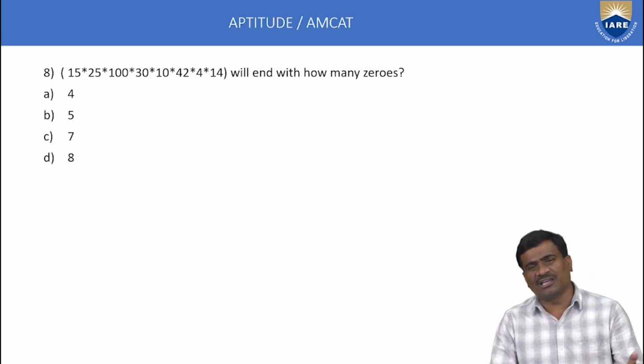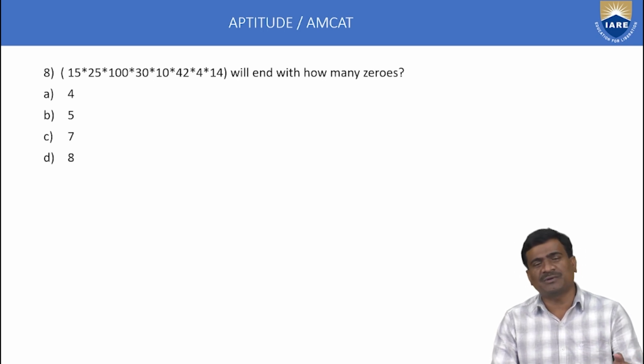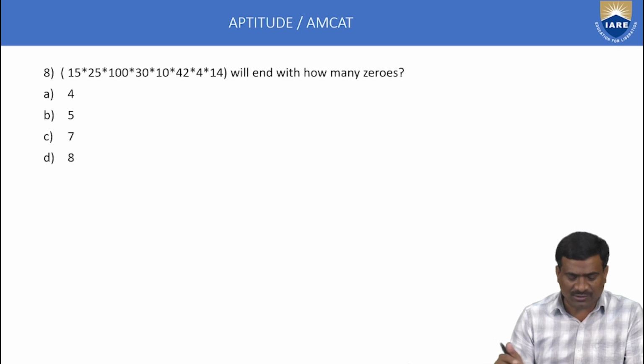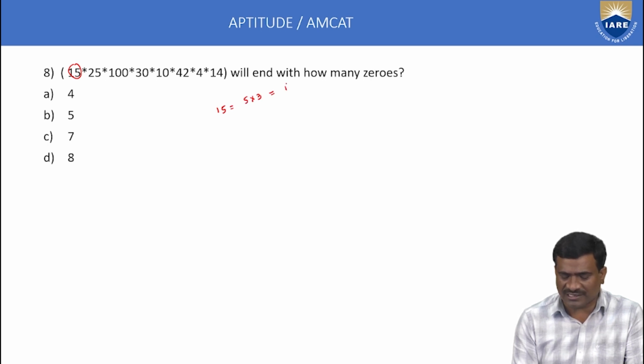Then convert the first equation into multiples of 2 and multiples of 5. Other numbers are negligible. If you want a 0, consider only 10 multiples. Other numbers are not possible to make 0, so those numbers are negligible. Here consider only 5 multiples and 2 multiples. Here 15 means 5 into 3. Consider number of 5's is equal to 1. Similarly, 25 converts into 5 multiples. Number of 5's is equal to 2.